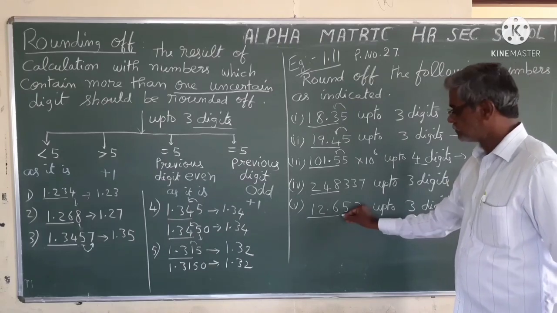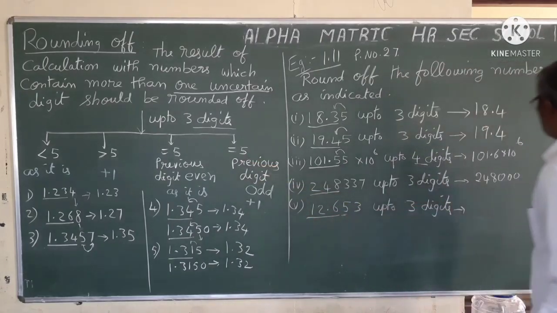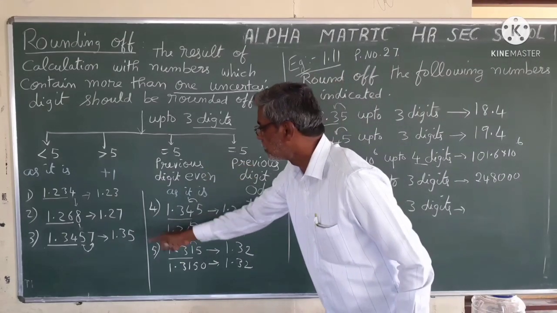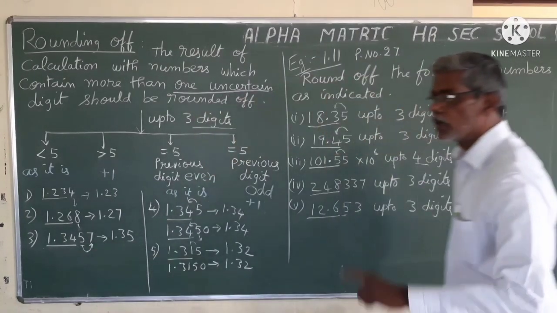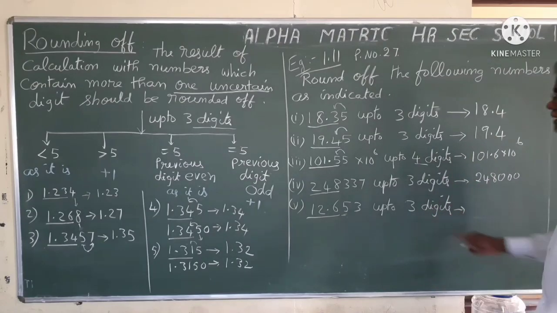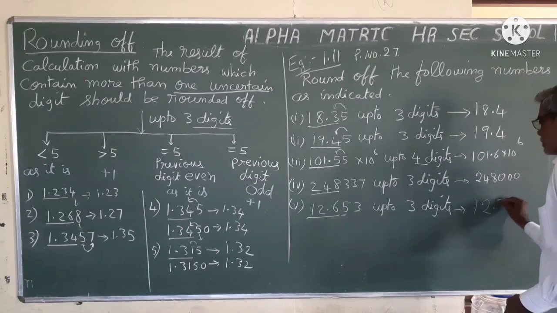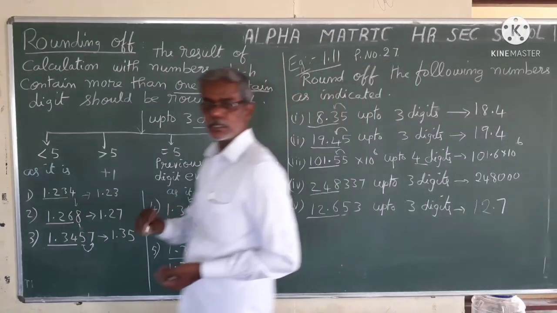5. Followed by the digit. Followed by the digit means what? Right. Followed by digit, we must add 1 to the previous. So I write as 12.7. It is clear.